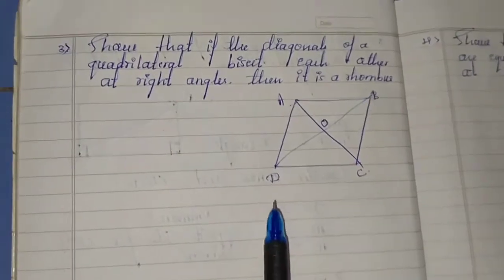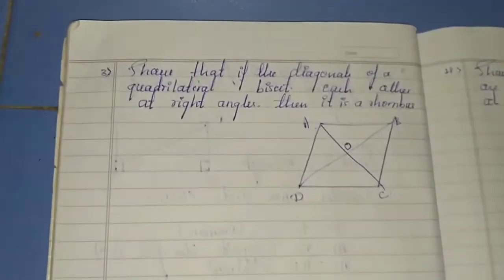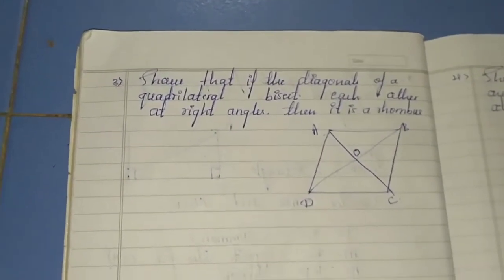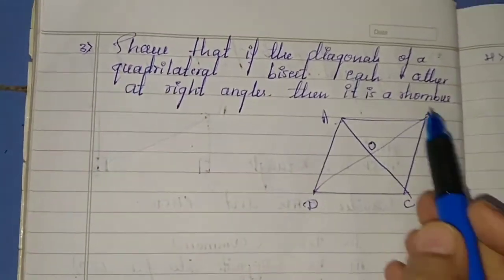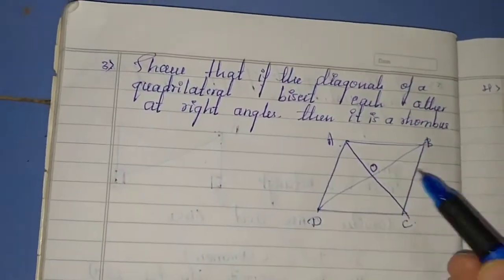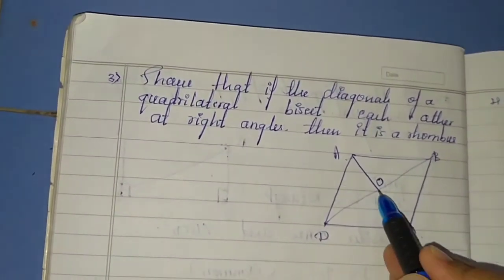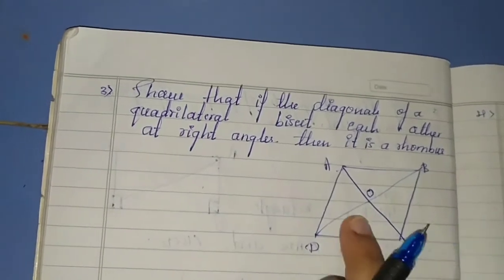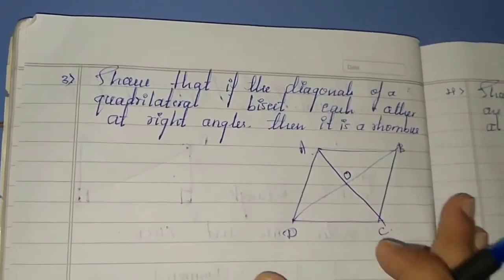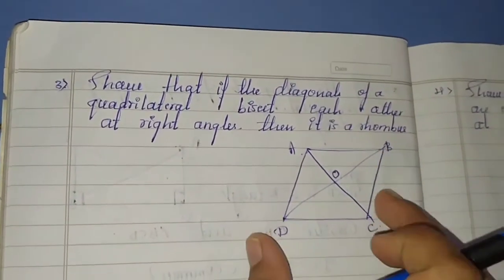Show that if the diagonals of a quadrilateral bisect each other at right angles, then it is a rhombus. Okay, so now just consider this quadrilateral ABCD. The diagonals are bisecting at right angle over here. So you have to show that ABCD is a rhombus.